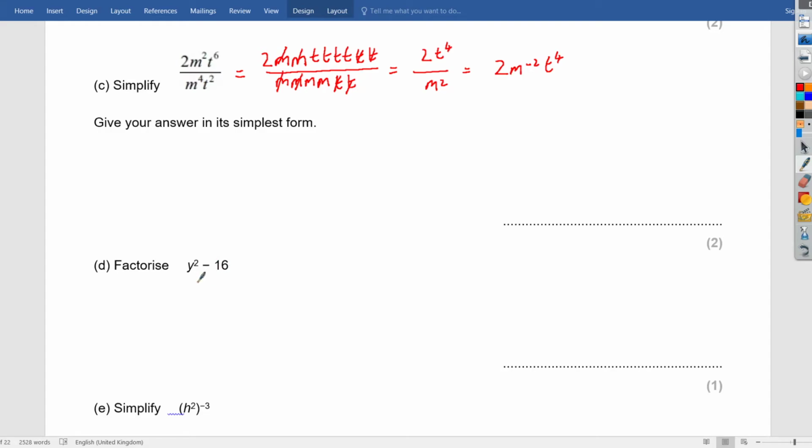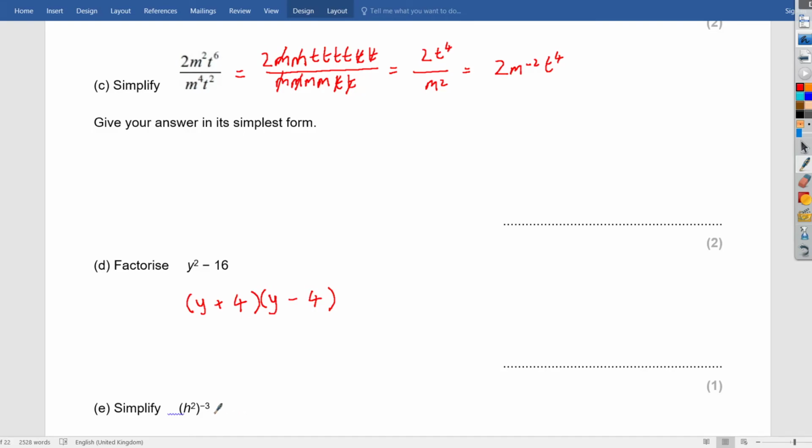Next one, looking at here, you should see straight away that this is difference between two squares. So what you're going to do is introduce two brackets, the double bracket next to each other. You square root the y squared, so that's going to be just y, because you know that y times y is y squared, and square root 16, which is going to give me 4. So you can put a 4 there and a 4 in that corner. And all you need to do is put a plus there and a minus there, and we're done. The reason why the plus and minus is they will eventually cancel. You'll have a positive 4y and a minus 4y, which the middle term will cancel, and you just end up with y squared minus 16.